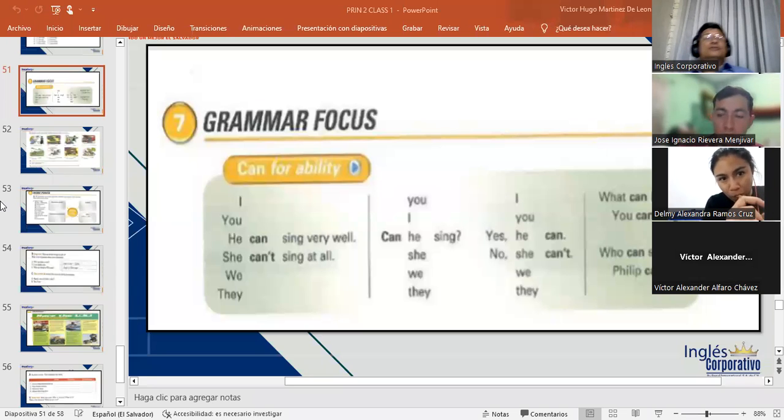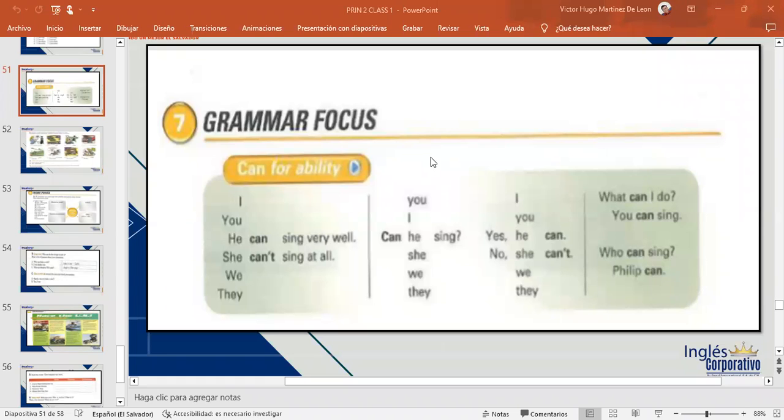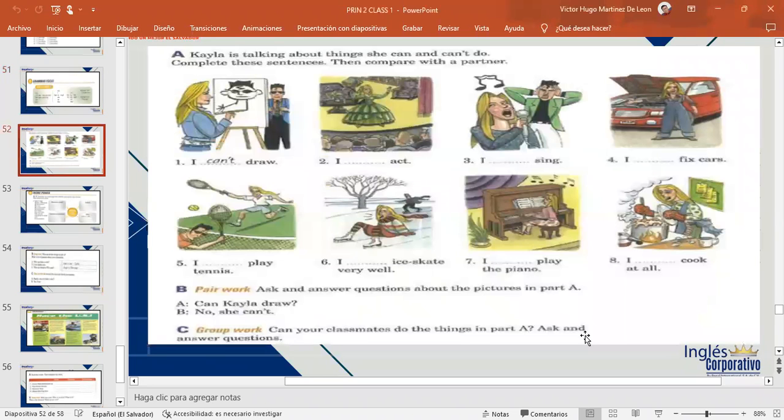Okay, welcome. Excellent. Make questions, my friends. No more examples. We continue. Okay, another activity. Let's go to an activity. I'll stop writing and here we go with another activity. Take a look. Kayla is talking about things she can and can't do. Complete these sentences, then compare with a partner.